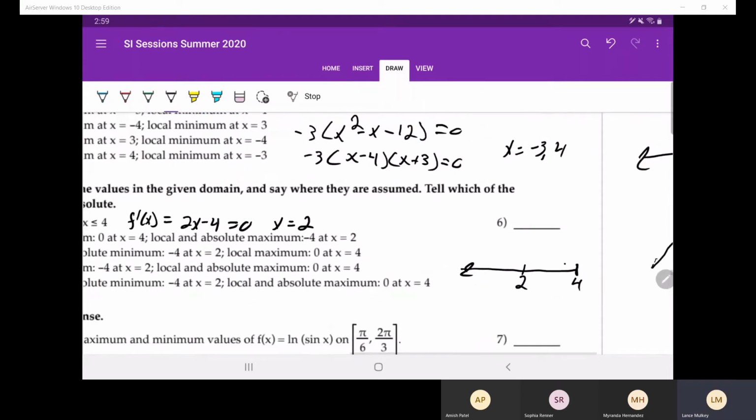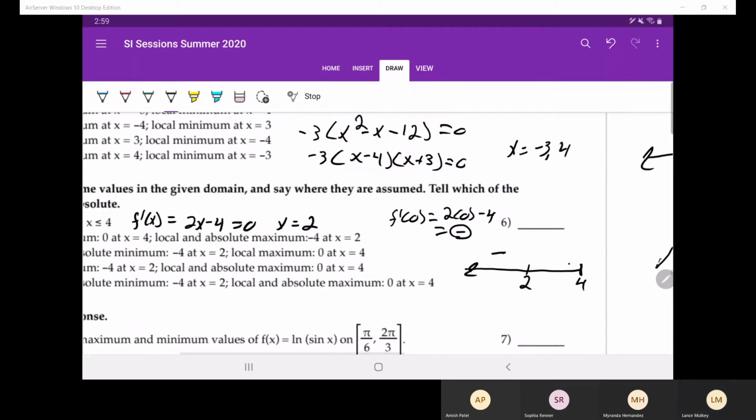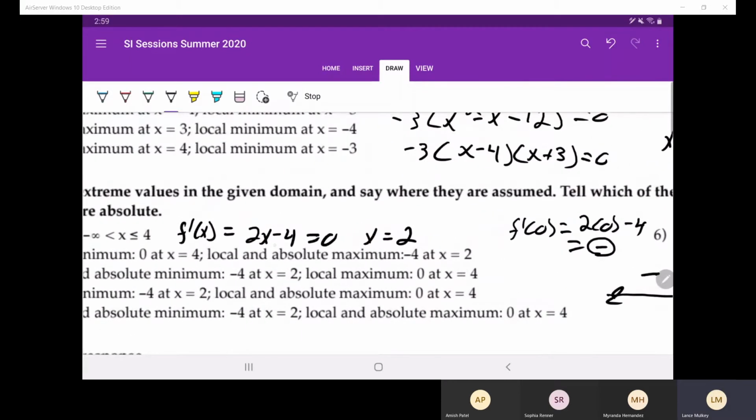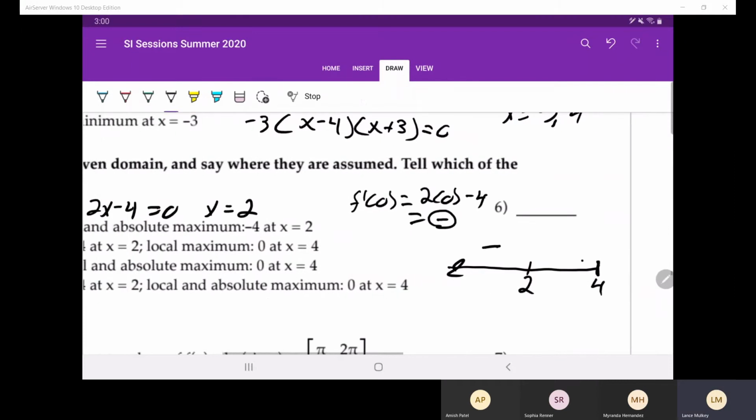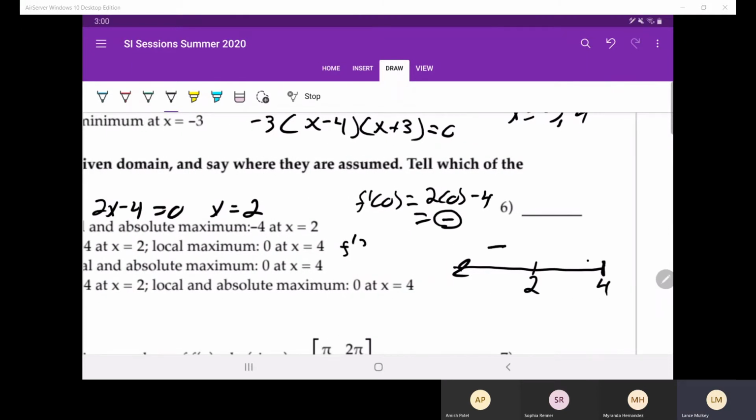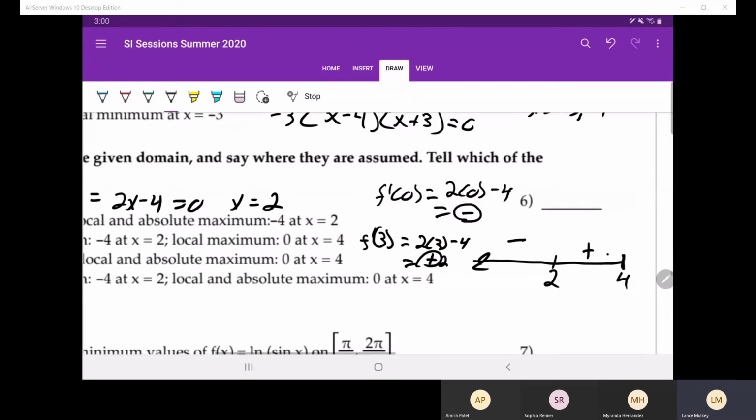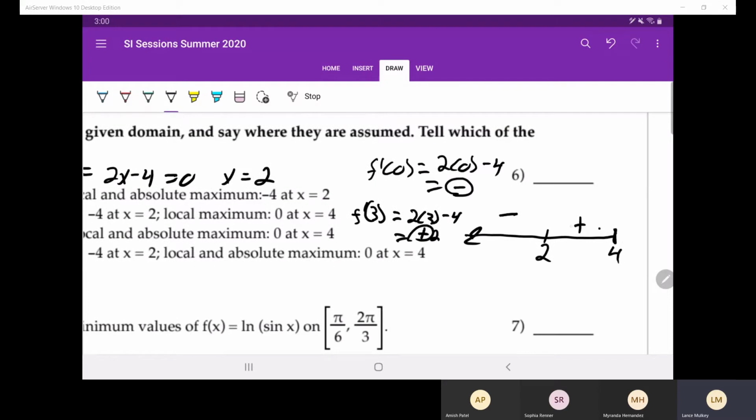If we plug in a number less than 2 into the derivative, f prime of 0 equals 2 times 0 minus 4, which is negative. Now we need a number between 2 and 4, because our domain is between negative infinity and 4, so I'm going to do f prime of 3 equals 2 times 3 minus 4, which equals 6 minus 4, which equals positive 2. So that's increasing. Since it's decreasing to increasing, we have at the very least a minimum of some sort.